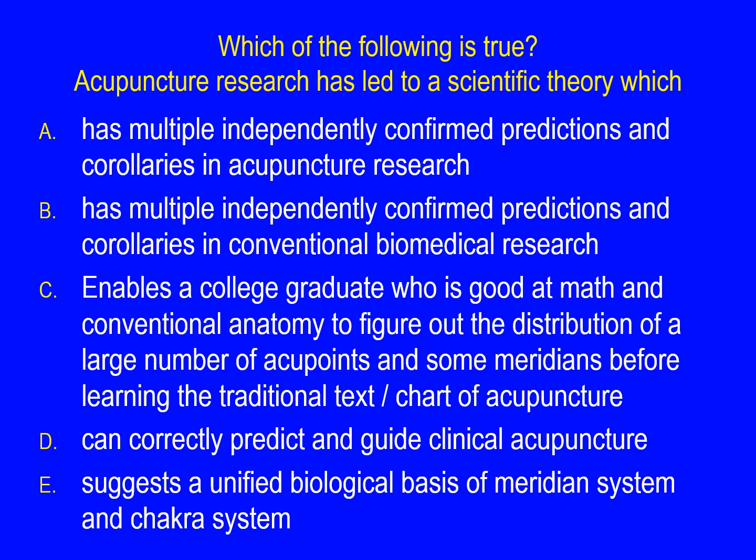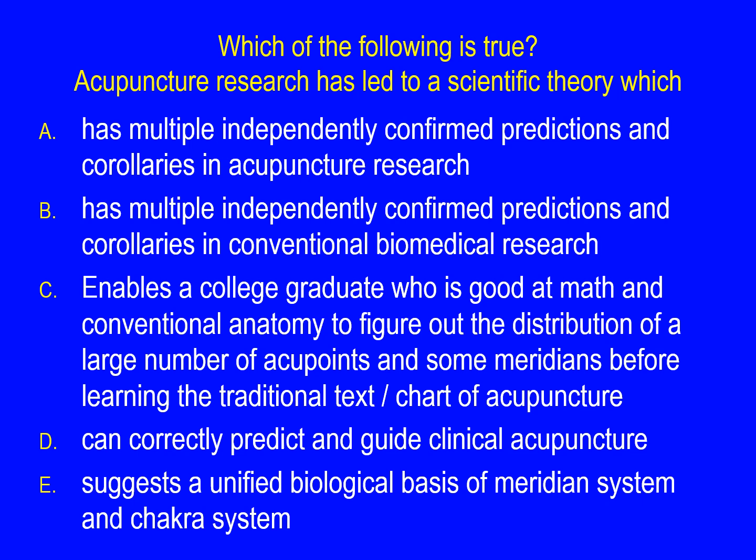Which of the following is true? Acupuncture research has led to a scientific theory, which, choice A, has multiple independently confirmed predictions and corollaries in acupuncture research. Choice B has multiple independently confirmed predictions and corollaries in conventional biomedical research. So if a theory or model can achieve both A and B, that is basically a successful integration of acupuncture research with modern biomedical science.